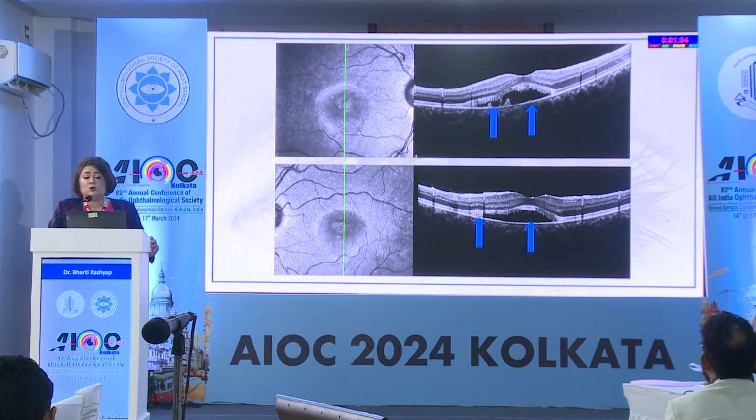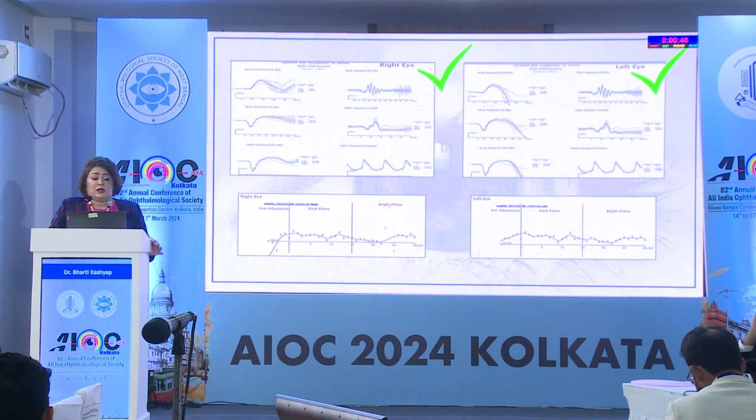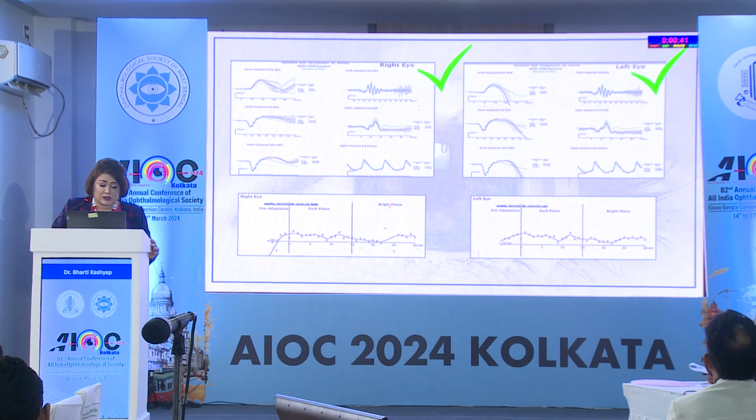Here in OCT you can see the SRF, subretinal fluid, and vitelliform deposits. So here you don't have to give intravitreal injections, but if CNVM develops, then in that case you have to give an intravitreal injection. Here you can see ERG is normal and EOG is reduced. The light peak in the bright field is reduced.